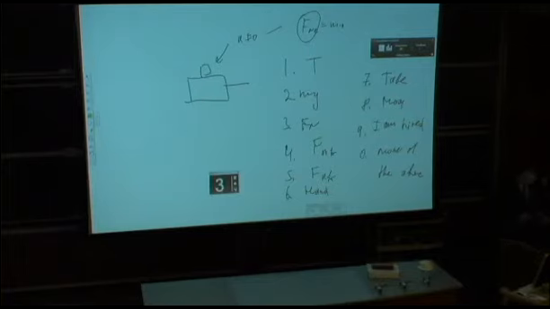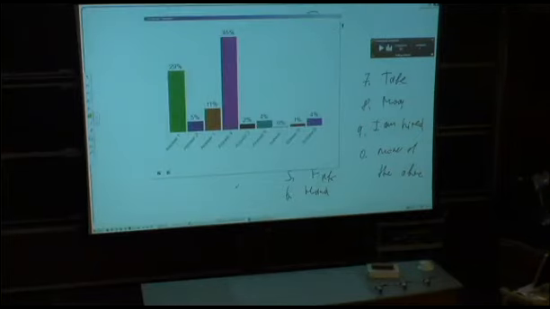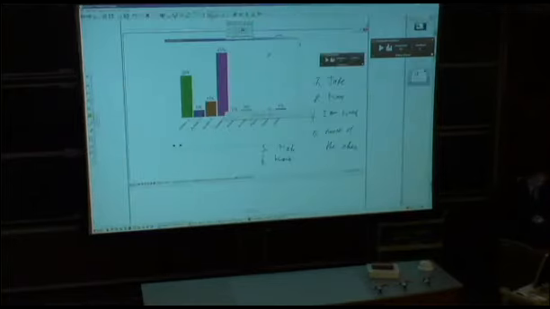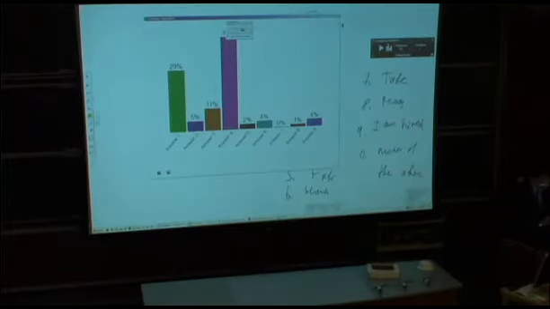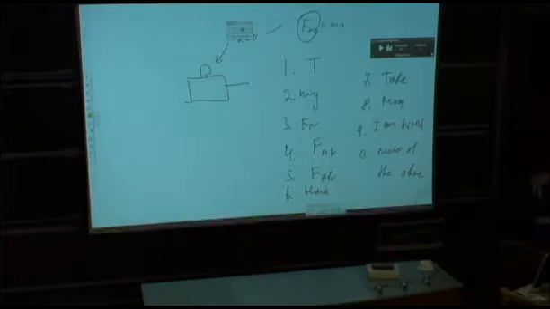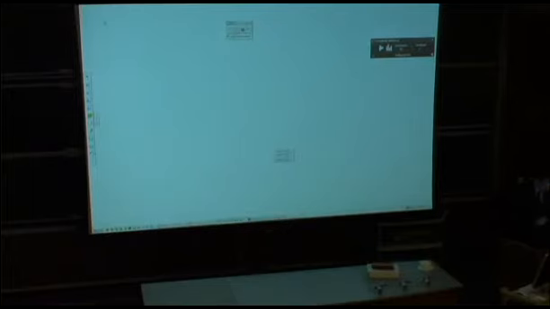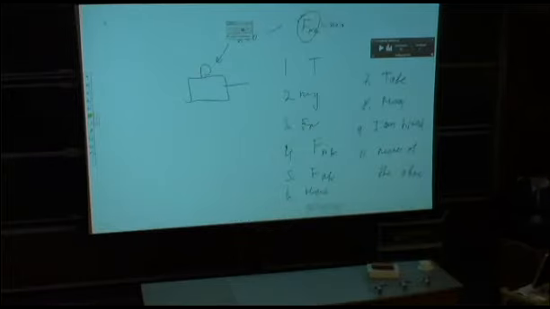All right. Survey says four is the most popular, and oops, 4 is the correct answer. Static friction.